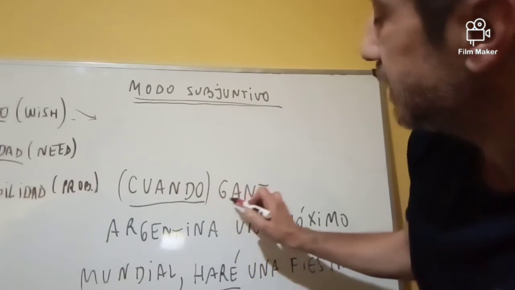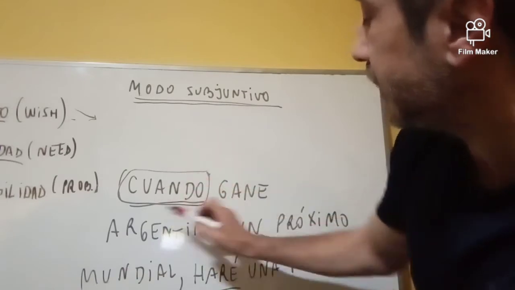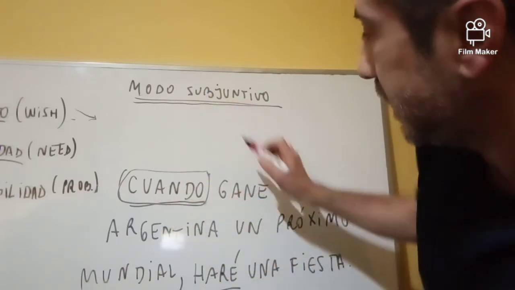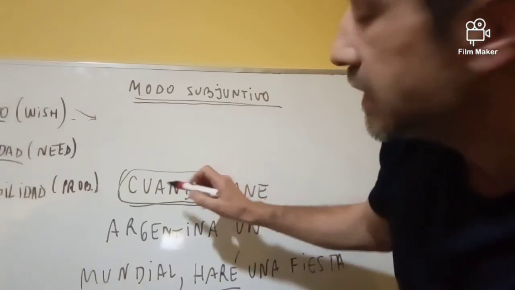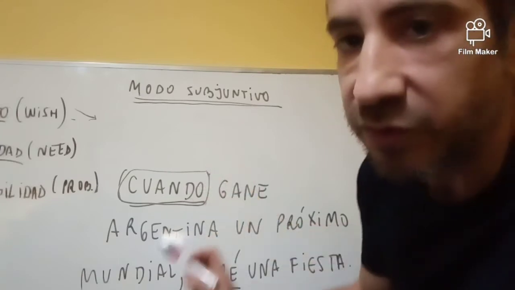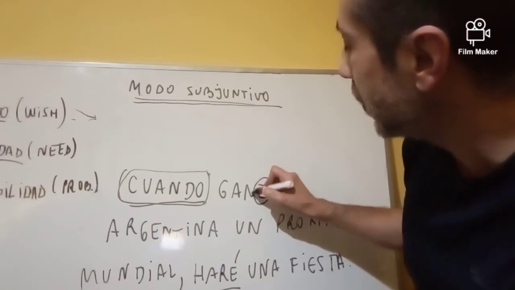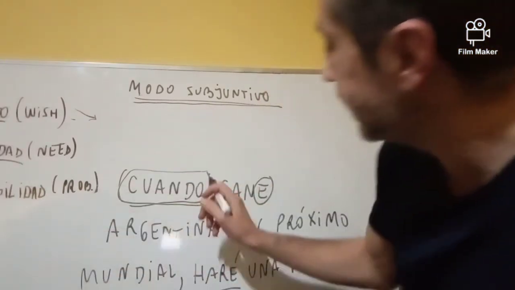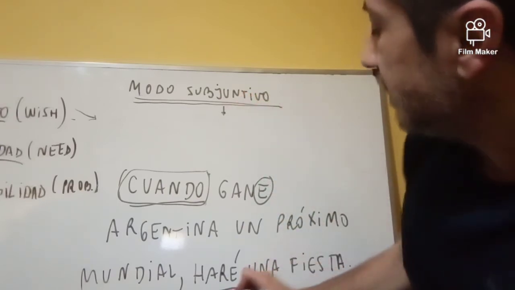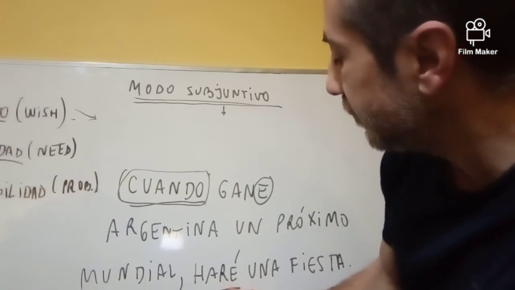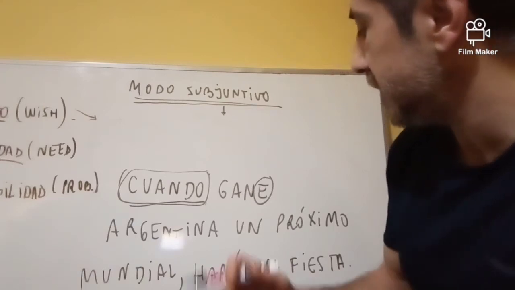In this case, the sentence is preceded by the subclause in this mode, in modo subjuntivo, preceded by the temporal word cuando, when. In this case, we don't say que, we say cuando, and the verb is in this mode too. In this case, it's in the indicative mode. Haré una fiesta cuando gane Argentina.